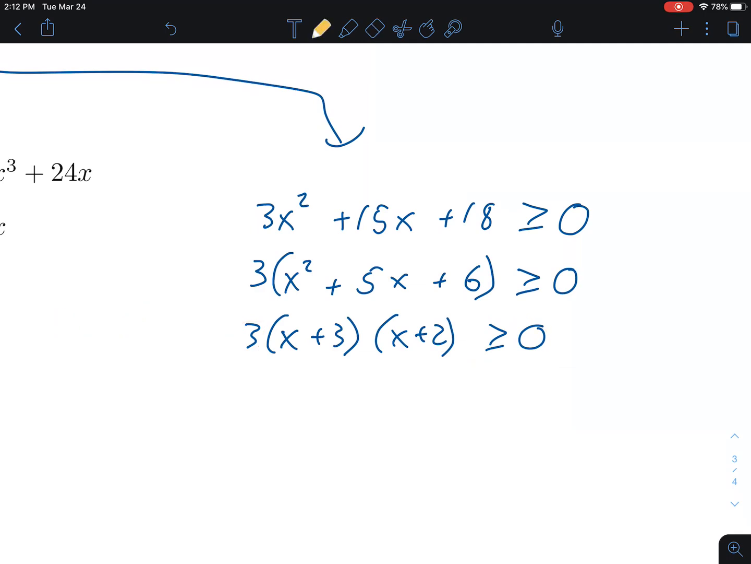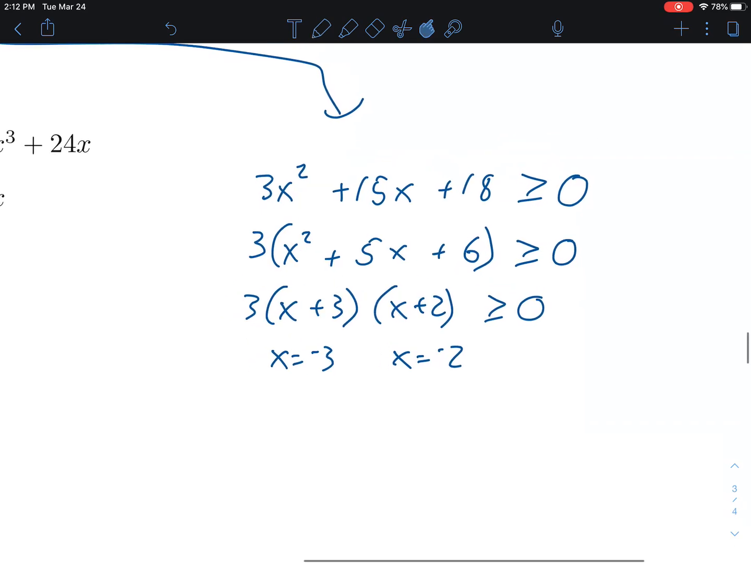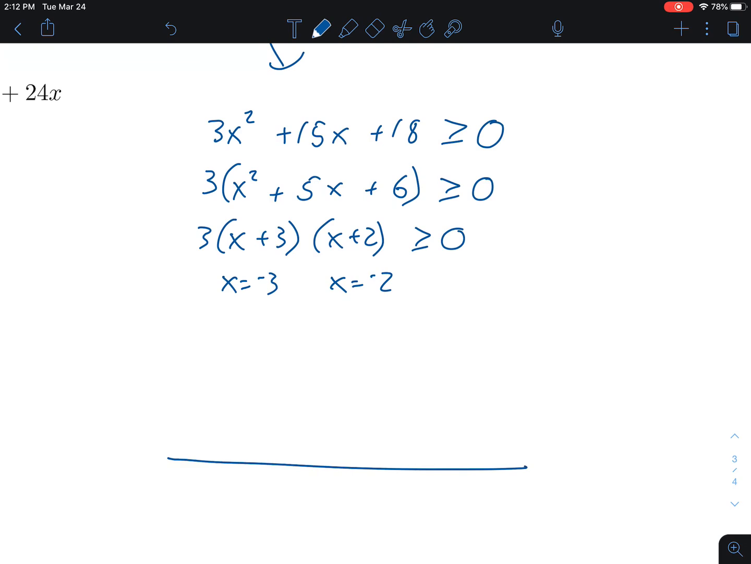So it doesn't really matter too much for our factoring. We want to do the things that vary, like the x's. So I have a 0 of negative 3 and a 0 of negative 2, right? This 3 right here is not a 0. There's no x in it. It doesn't cross the x-axis there.